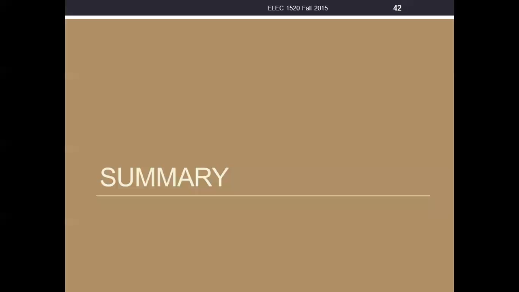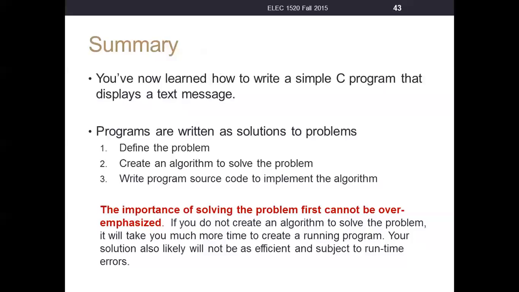All right, now that we've completed our first C program, I want you to go through the summary information. Here's some important information you should take away from this lesson. I want you to remember that programs are written as solutions to problems. Step 1, always define the problem first. Step 2, create an algorithm to solve the problem. Step 3, write program source code to implement the algorithm. I will emphasize this in every lesson. The importance of solving a problem can't be overemphasized.